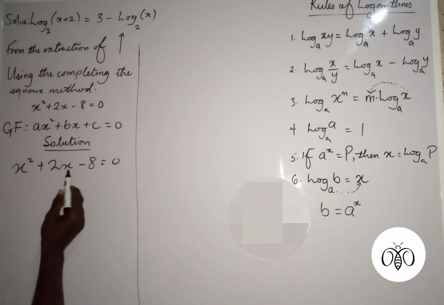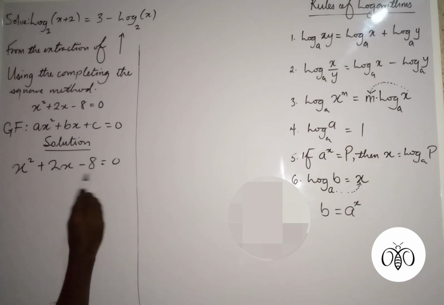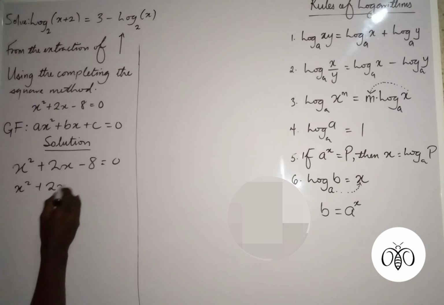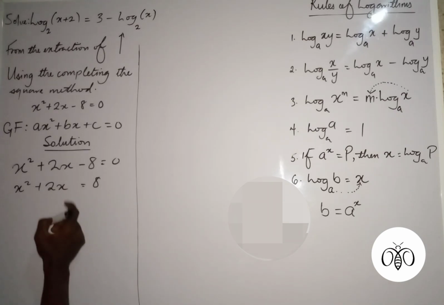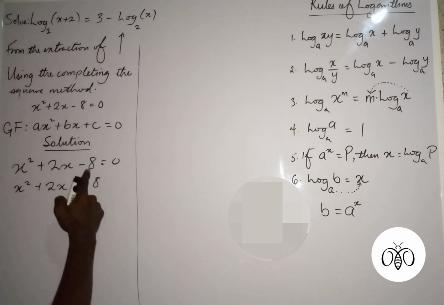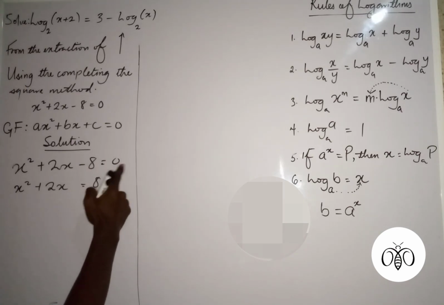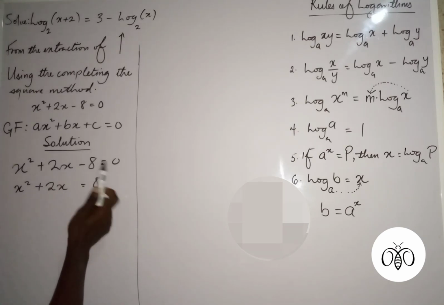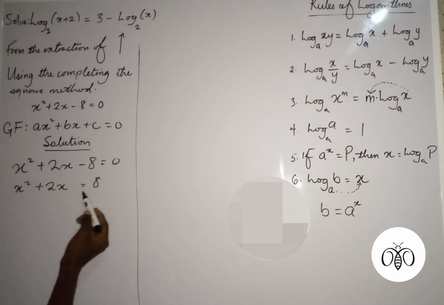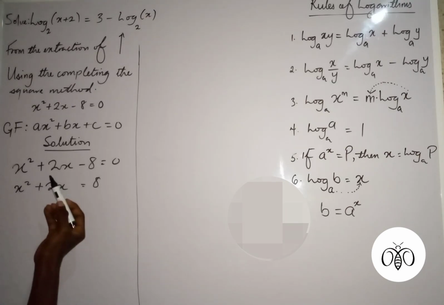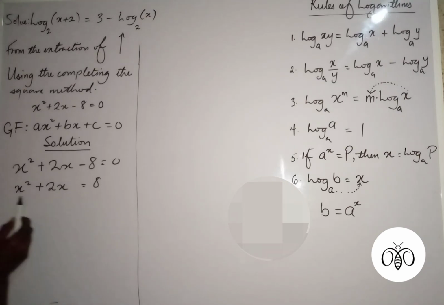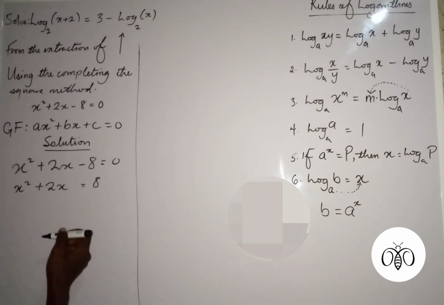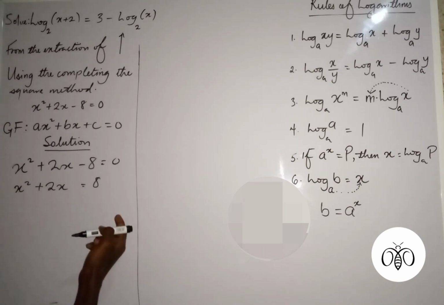Now to solve by the completing the square method, we need to remove this side. The reason why we are removing it, I'm going to say next, equals 8. Minus 8 becoming plus 8 is 0 plus 8, which is 8. The reason we moved this to the other side is to find another term that will make this a perfect square. A perfect square is any expression that can be square rooted.